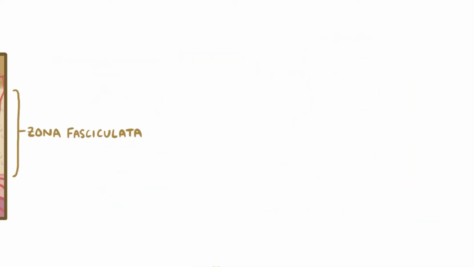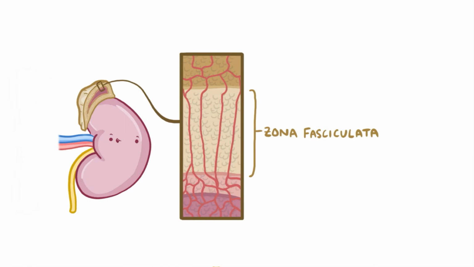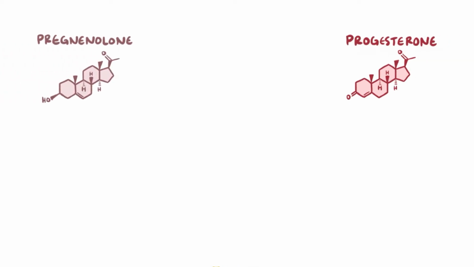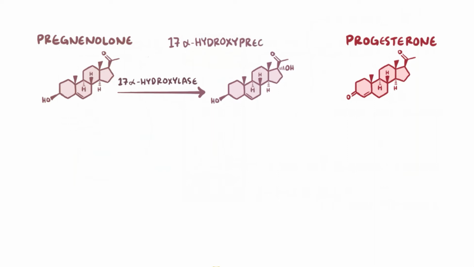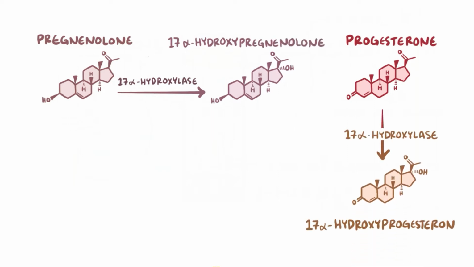The middle layer of the adrenal cortex is the zona fasciculata, and the cells there make the hormone cortisol. This process starts when pregnenolone and progesterone move into the zona fasciculata. There, the enzyme 17-alpha-hydroxylase turns pregnenolone into 17-hydroxypregnenolone, and turns progesterone into 17-hydroxyprogesterone.